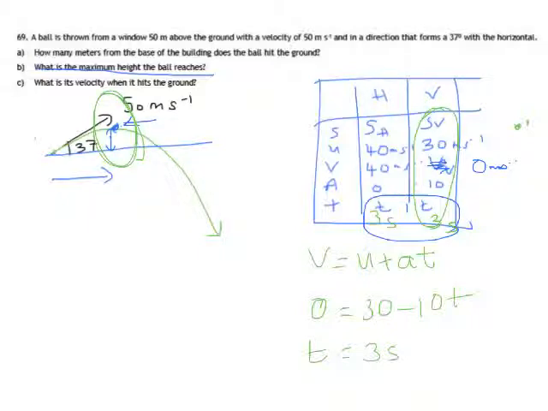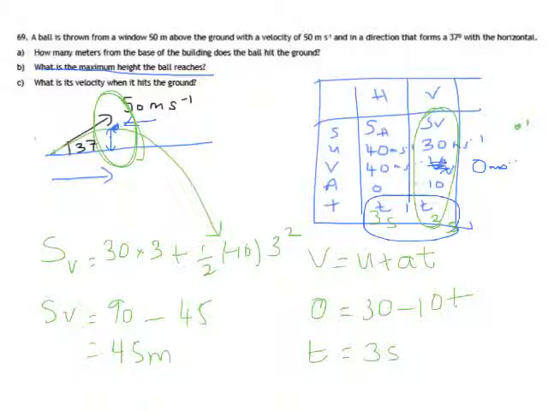Now we have 3 seconds in that column, we can easily find the displacement vertically. We can use either of two, but if we go back to that formula for the vertical displacement, we have 30 times 3 minus, because it's half a, I could leave it like this, half times minus 10, times 3 squared. That would be equal to 90 minus 5 times 9, 45.